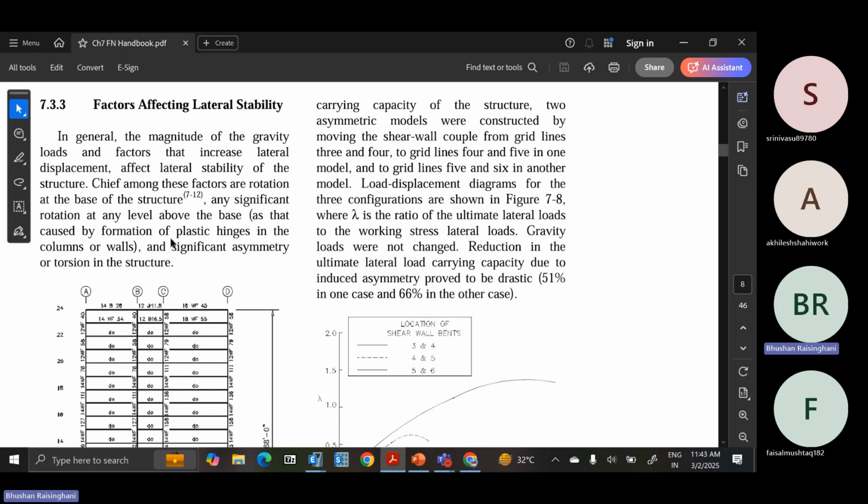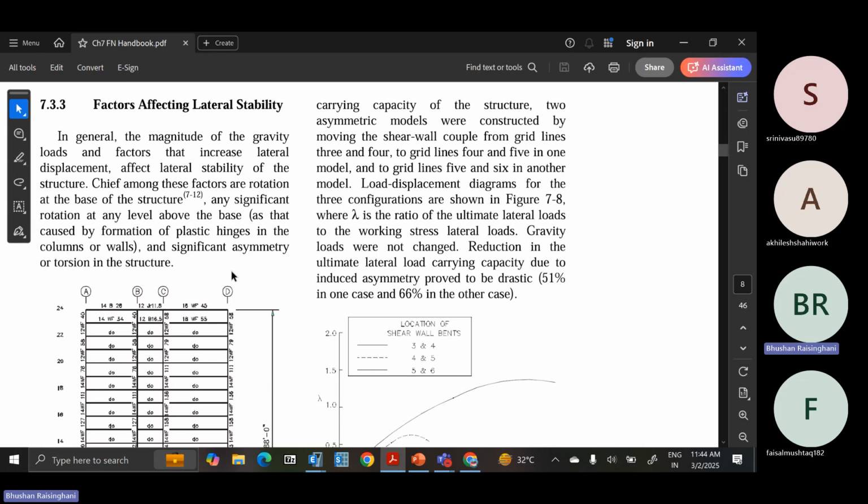So one is the plastic hinge formation or rotation at the base. That is a very important parameter that significantly affects the stability. Also, asymmetry or torsion in the structure leads to a reduction in the stability, because in a 2D frame or a 3D building, we consider X and Y direction. If there is a third direction in which there is a rotation, then due to these additional forces and rotation of the building, the stability of the building reduces.